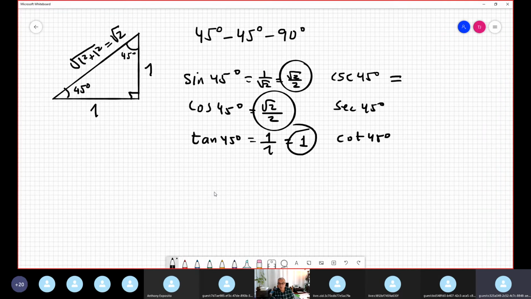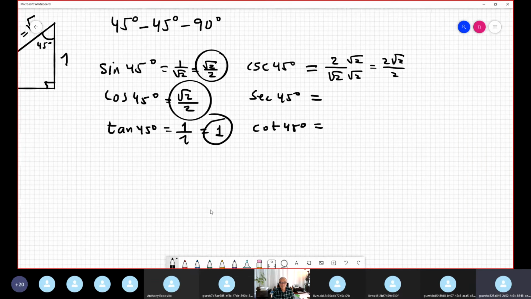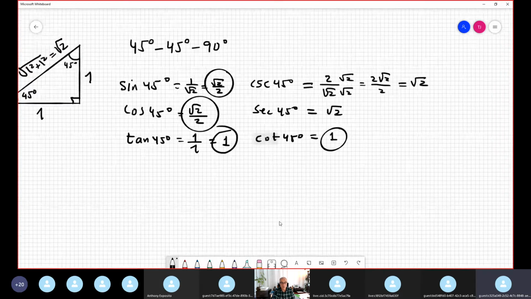Now, cosecant 45, secant and cotangent. Cosecant 45 is the reciprocal of this guy. It's 2 over radical 2. Rationalize. It's 2 radical 2 over 2. It's just radical 2. Secant is the same, radical 2. And cotangent is 1. Wow. That's the set of the 6 trigonometric functions for the famous 45, 45, 90 triangle.